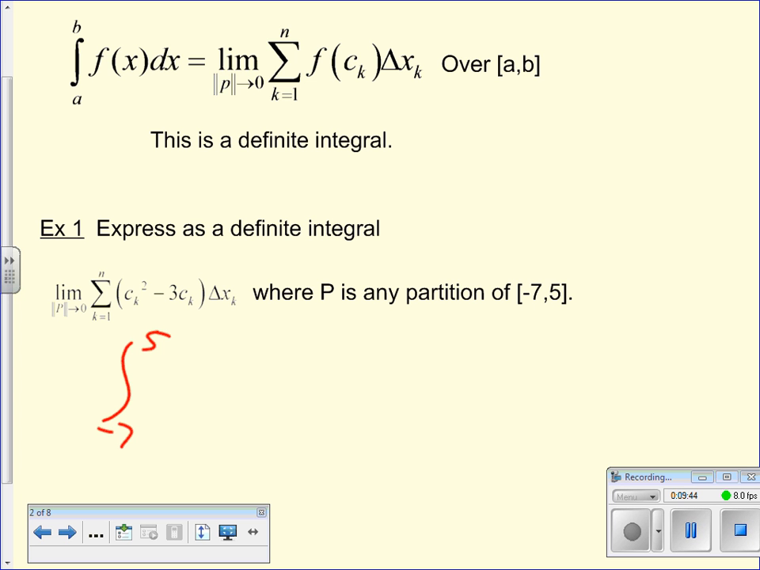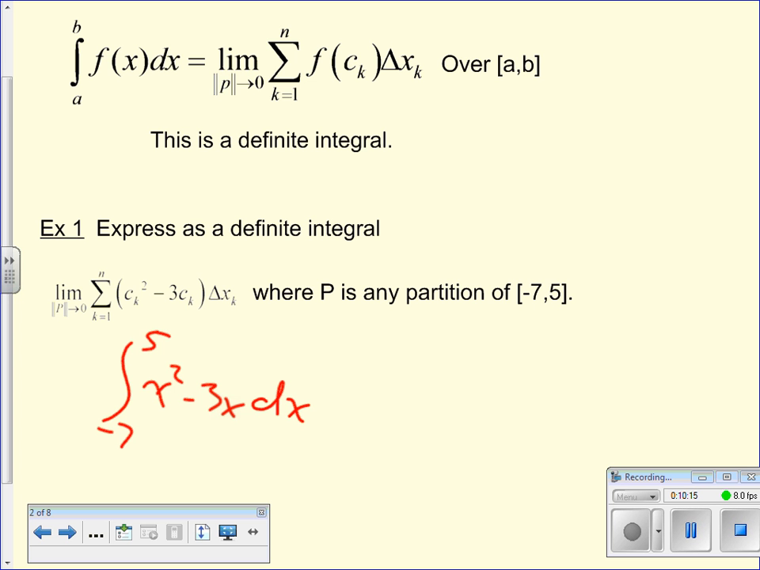Well, this is actually a function. c is a specific value of x, but I don't want a specific value of x. I want to use a generic value of x, which means I just take c sub k and replace it with x. So it's the integral of x squared minus 3x. Delta x is the same thing as dx. That's what the shorthand dx actually stands for, delta x, the change in x. That's it.